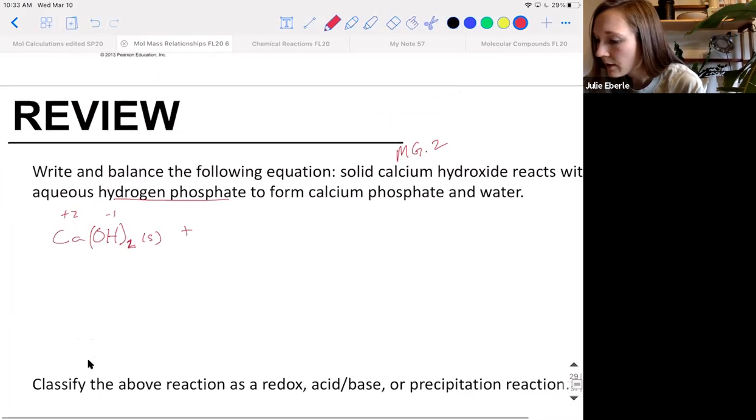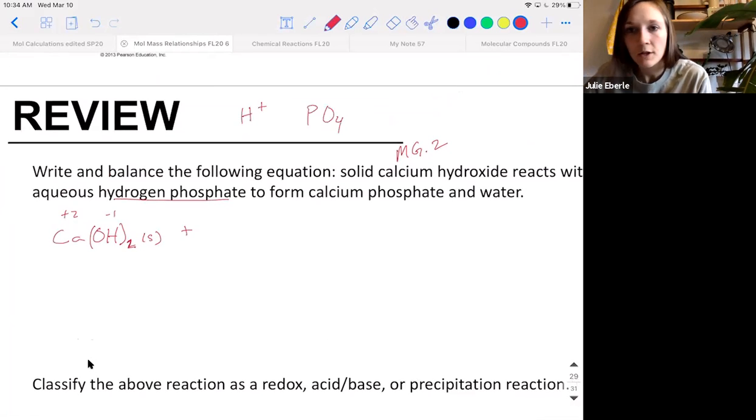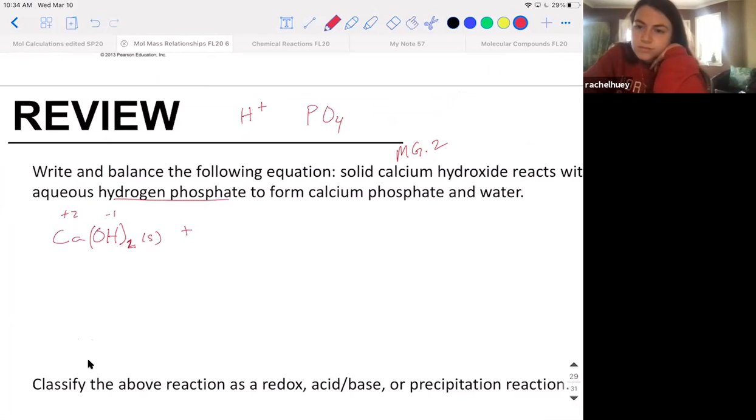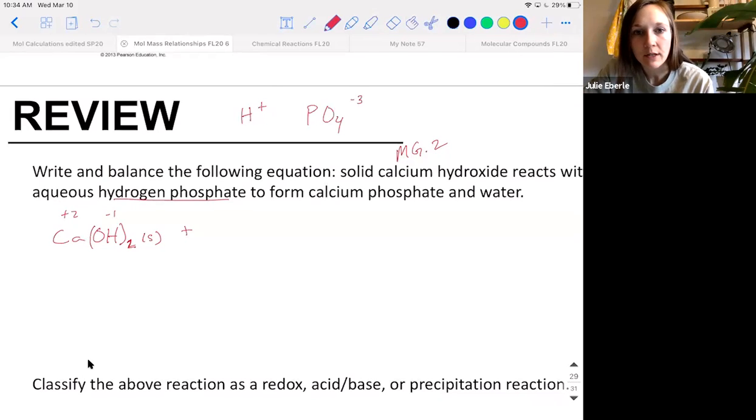So I'm going to write it up here. Hydrogen is this, obviously, right? Phosphate is PO4. What's the charge on phosphate? -3. So what does the formula for this look like? H3PO4 is what Kylie said in the chat. That is correct. You can do the switch trick if you want, or if you figure out another way, that's what you need.